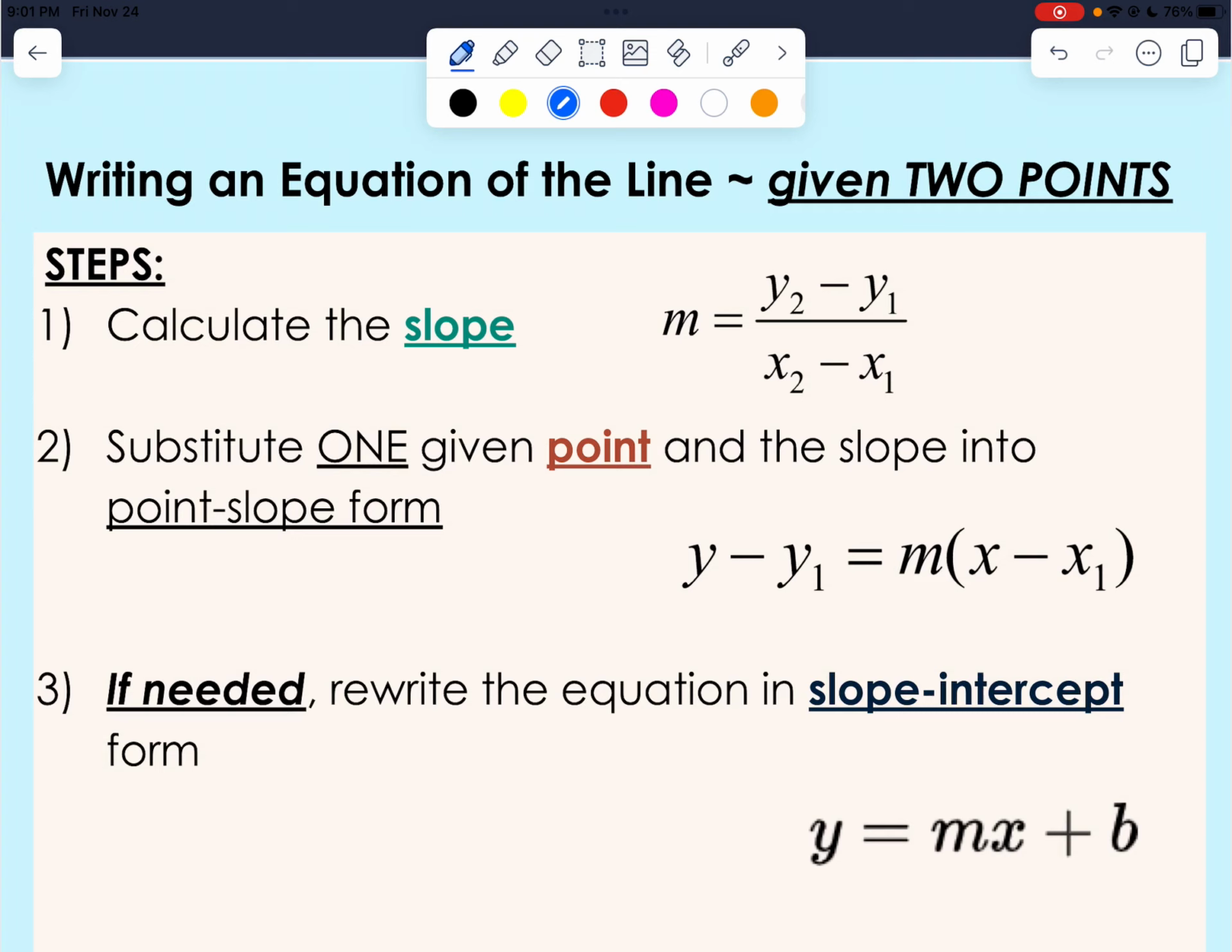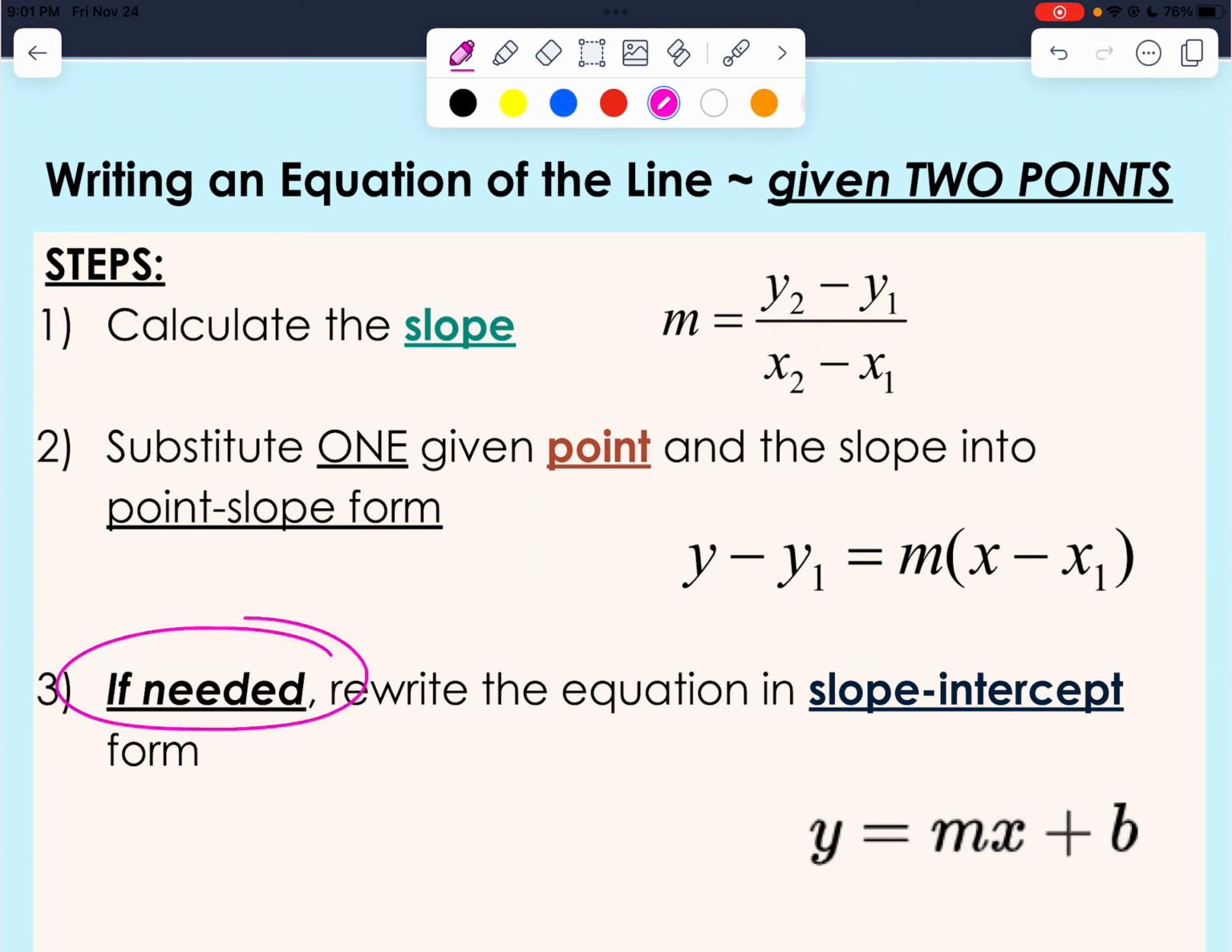So the only thing new about today's lesson versus the previous one is that in the previous one we were given the slope. Here we have to first calculate that. All right, so we found slope using the slope formula. We've plugged in the point and the slope into point slope form. And then step 3 is potentially optional.